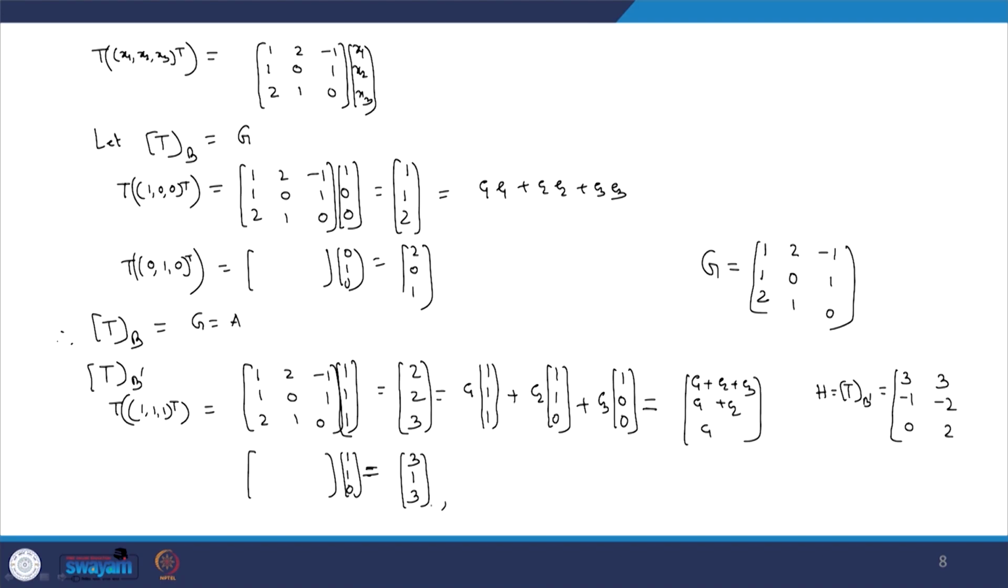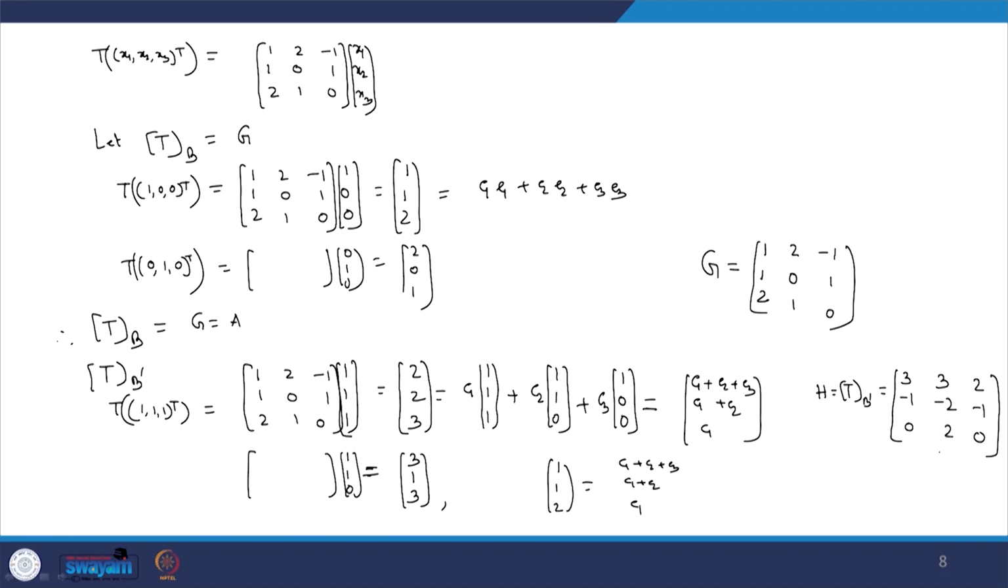Now, the next is again for the 1 0 0, when 1 0 0 is there, I will have basically 1 1 2, this is equal to C1 plus C2 plus C3, C1 plus C2, and C1. So, this implies C1 equal to 2, and C2 is equal to 1 minus 2 is equal to minus 1, and C3 is equal to again 0. So, we will have this one. So, I will have the matrix representation of T relative to order basis B prime equal to capital H equal to like this matrix, please. Okay.